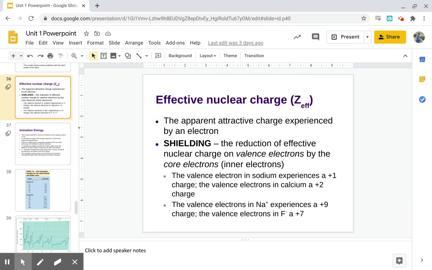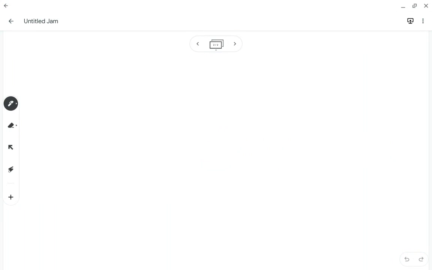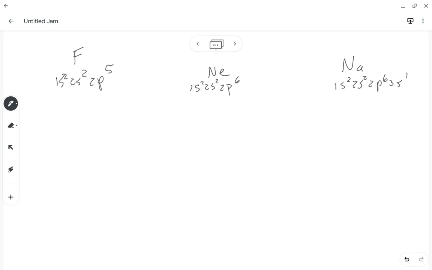The other thing I want to go over again is effective nuclear charge and shielding, and I want to demonstrate that. For instance, if we want to talk about fluorine, neon, and sodium, 1s2, 2s2, 2p5, 1s2, 2s2, 2p6, and 1s2, 2s2, 2p6, 3s1 are their electron configurations.